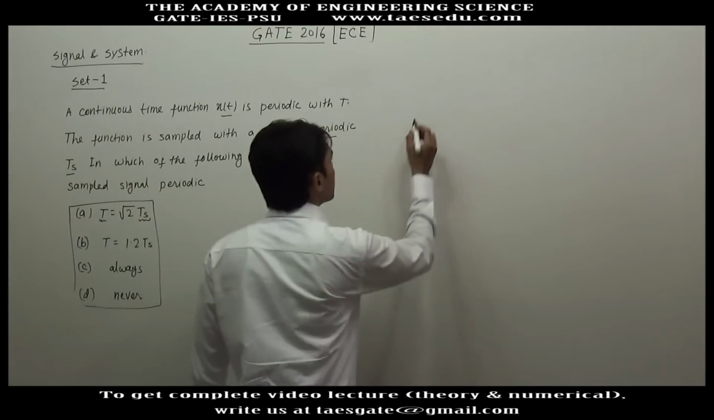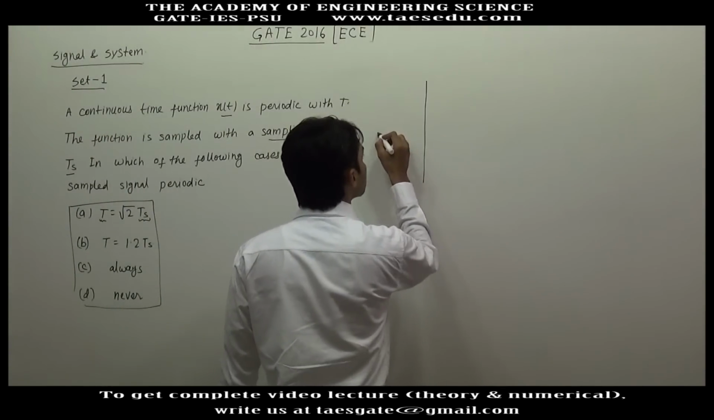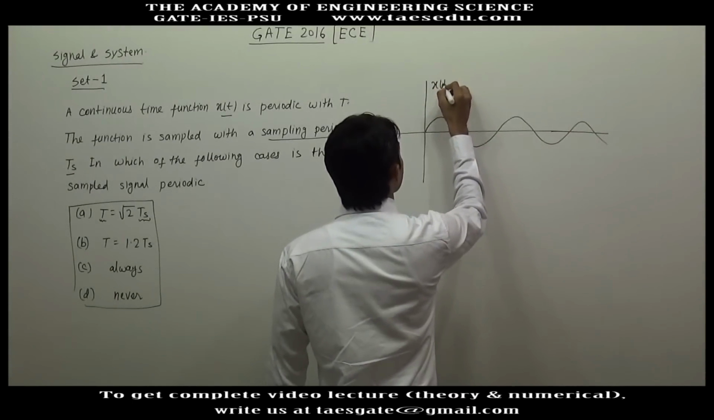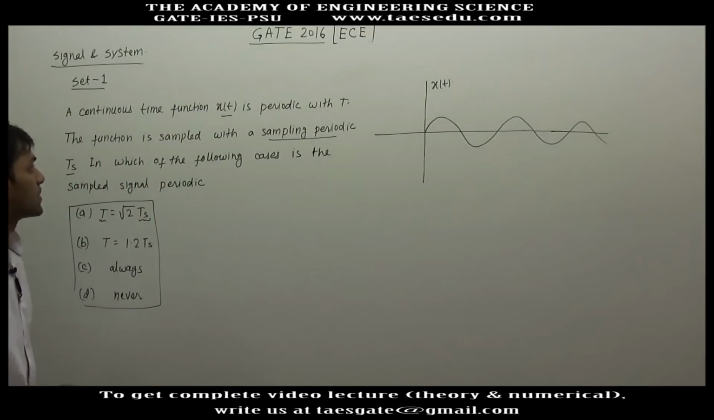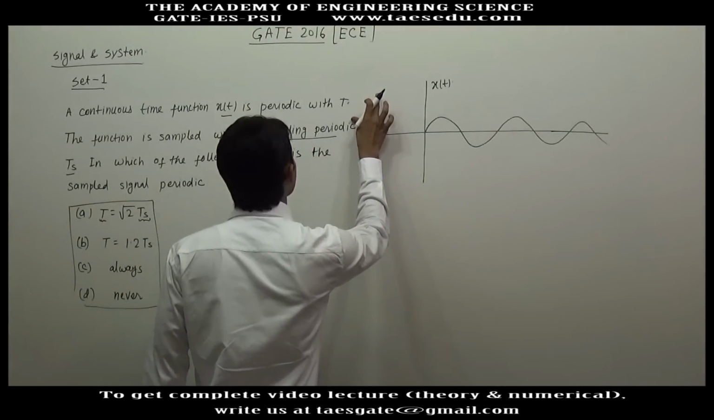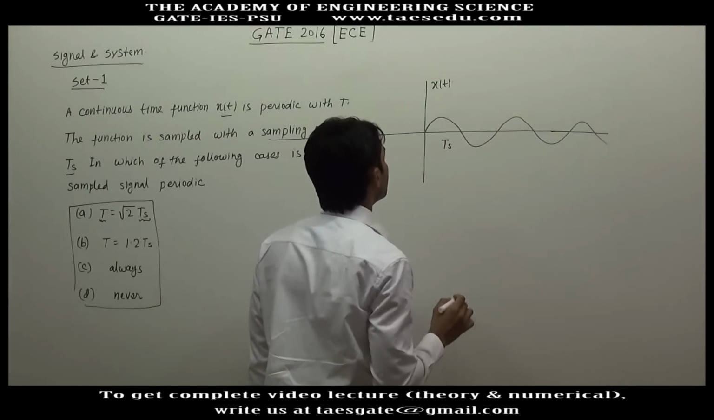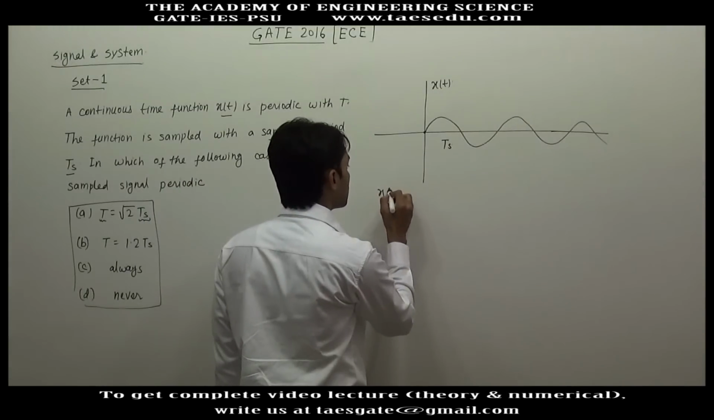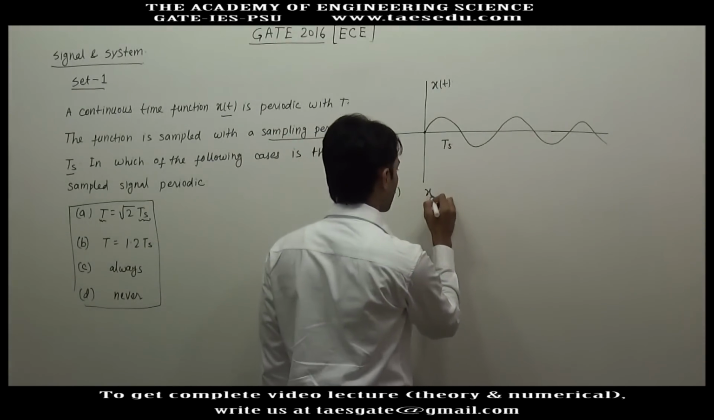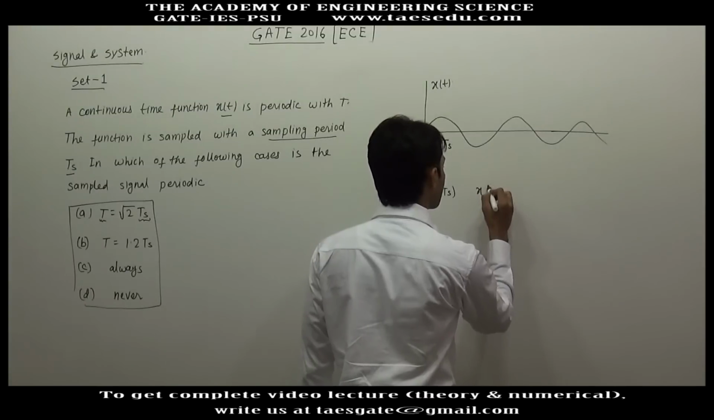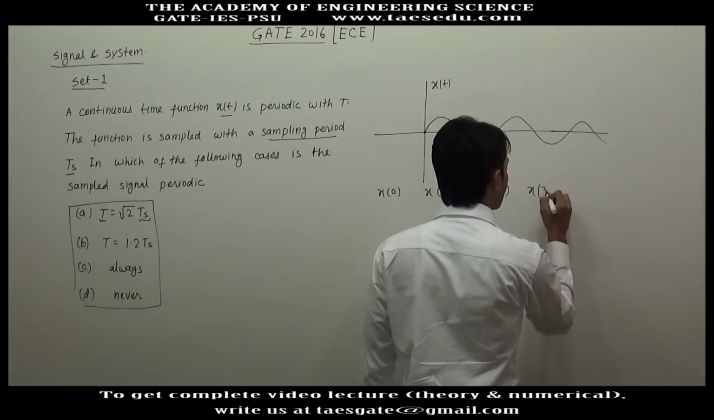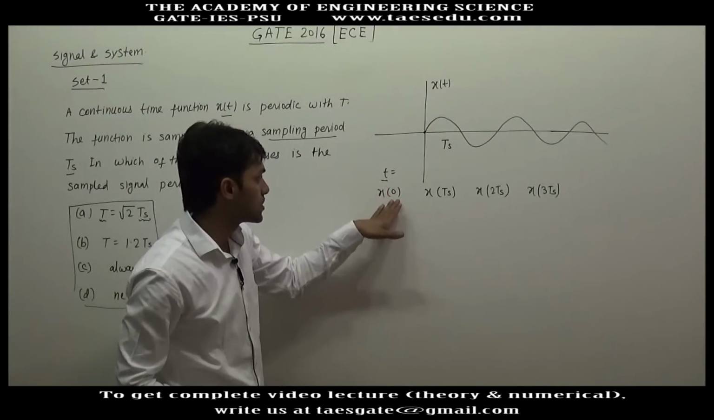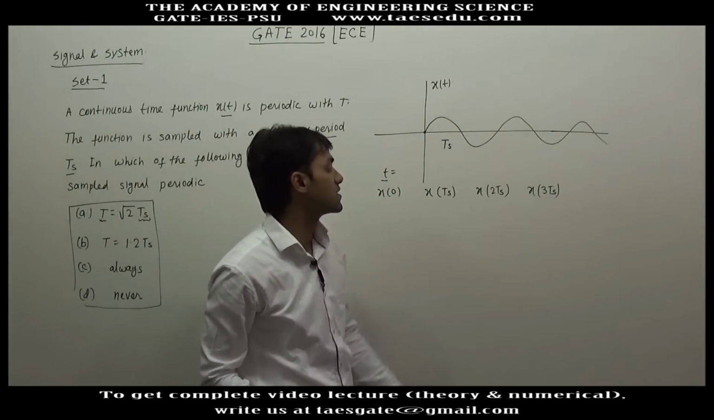Let's say we have a periodic signal x(t), let us take a sinusoidal signal, and it is sampled with sampling period of Ts. So the samples will be, let us start with 0: x(0) will be the first sample, next sample will be x(Ts), then x(2Ts), x(3Ts). At the place of t, we keep putting t equal to 0, t equal to Ts, and integral multiples of Ts.